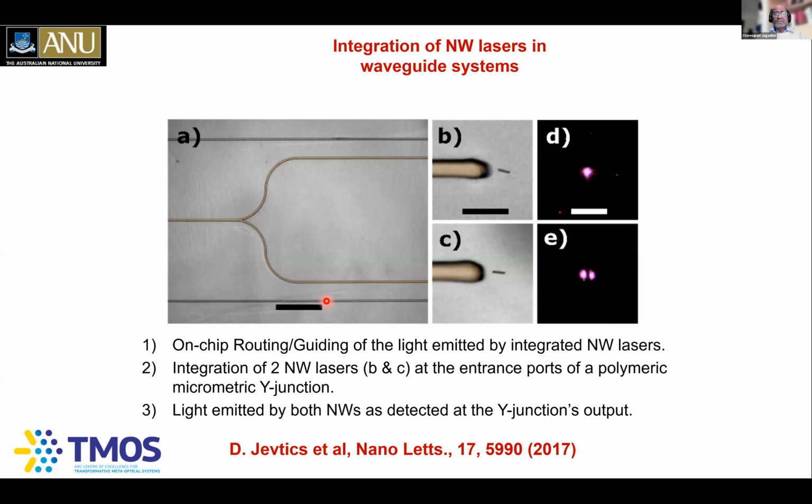So here is a case where we transferred these nanowires in front of this Y junction, which is an SU8-based polymer waveguide, and then we were able to put two nanowires and excite them, essentially two lasers coupling the light through this Y junction so that they could be used for routing and guiding of light for integrated nanowire lasers, particularly for multiplexing and demultiplexing applications, for example. This is the work of Mr. Dimitar Yautiks, and he has really demonstrated these again on polymer materials so that they could be used for polymer photonics applications, for example.